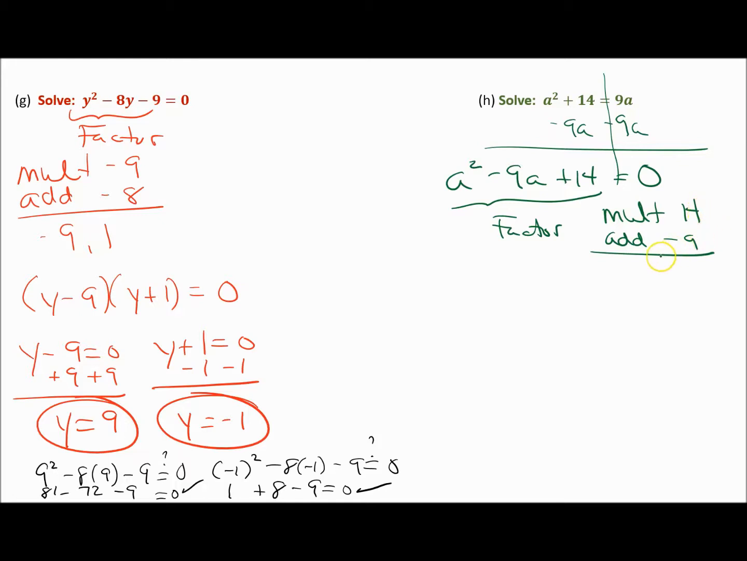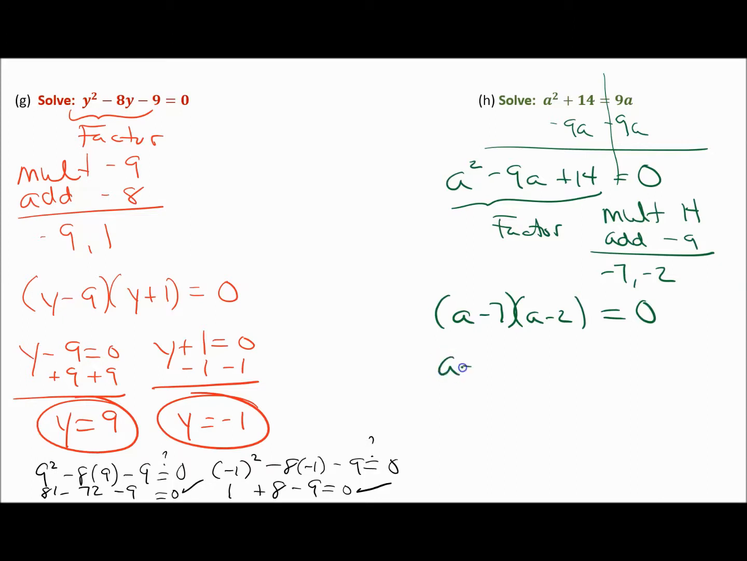Multiplies to be 14, adds to be negative 9. How about a negative 7 and a negative 2? Check it for me. If I add those together, I get negative 9. If I multiply them together, I get 14. So that's what we need. That means I factor this into a minus 7 times a minus 2 equals 0.